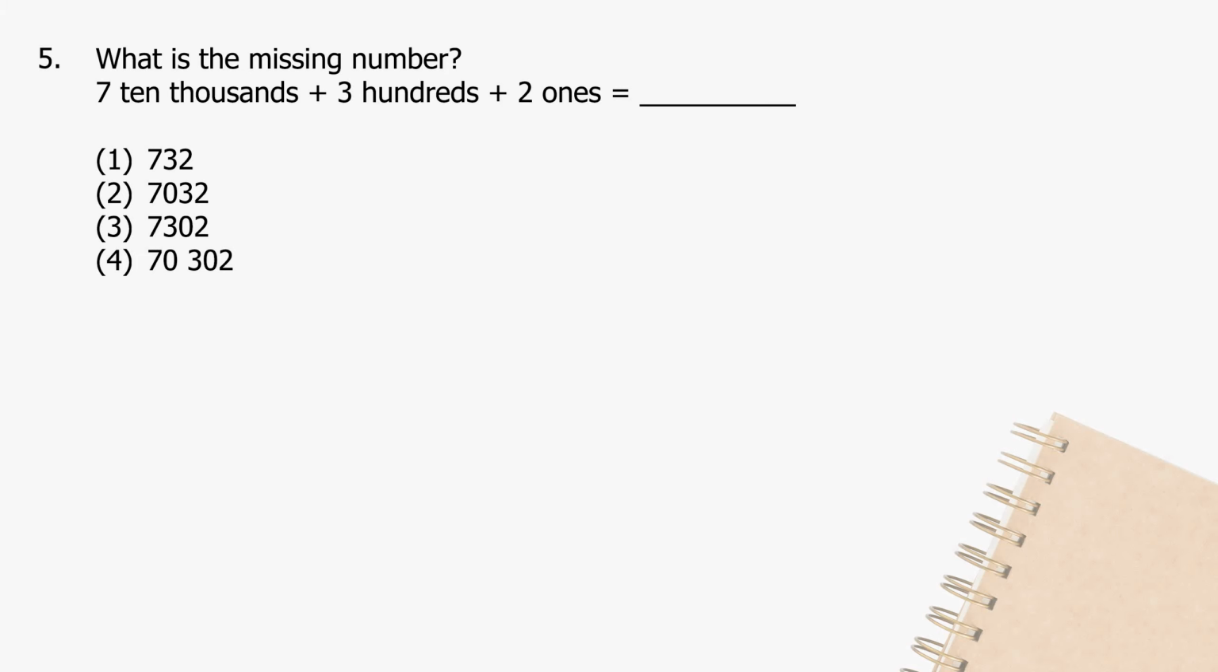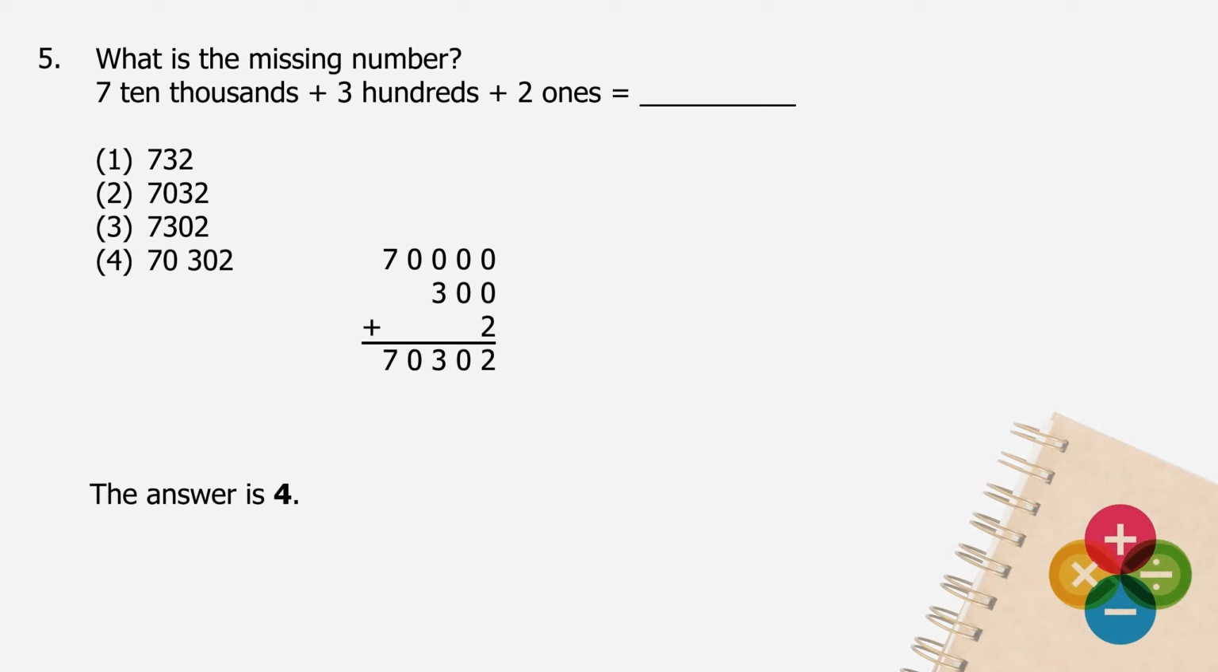Question 5. What is the missing number? 7 10,000s plus 3 hundreds plus 2 ones is equal to 70,302. The answer is 4.